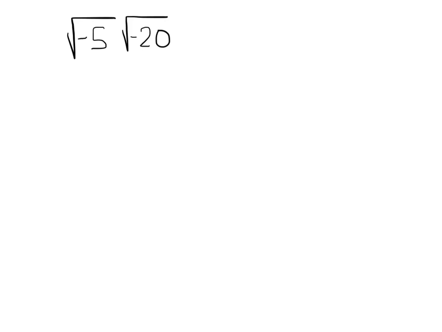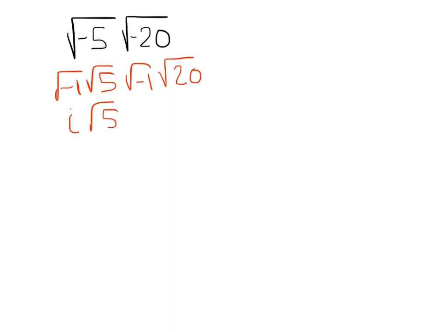First thing you should notice in this problem is, first of all, obviously multiplication, but also that I have a square root of a negative number. So instantly, when you see the square root of a negative number, make that i, because it really means the square root of negative 1 times the square root of 5, and the square root of negative 1 times the square root of 20. Square root of negative 1 is i, and i, square root of 20.